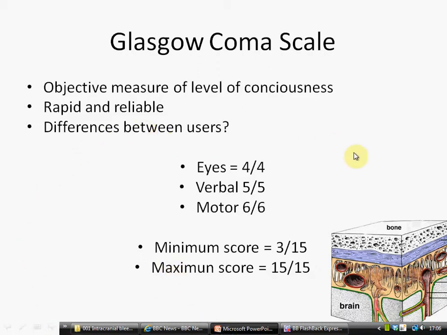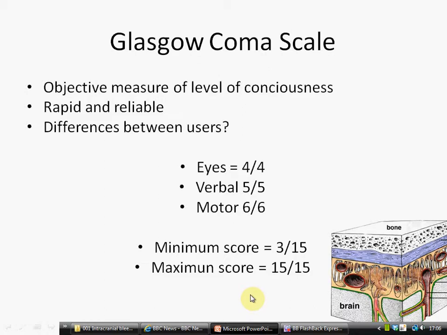There's 3 domains that are used. The eyes scoring a minimum of 1 and a maximum of 4 out of 4. For verbal response, a minimum of 1 and a maximum of 5 out of 5, and for motor response, a minimum of 1 and a maximum of 6. So in total, you can have a maximum score of 15 and a minimum score of 3 out of 15.